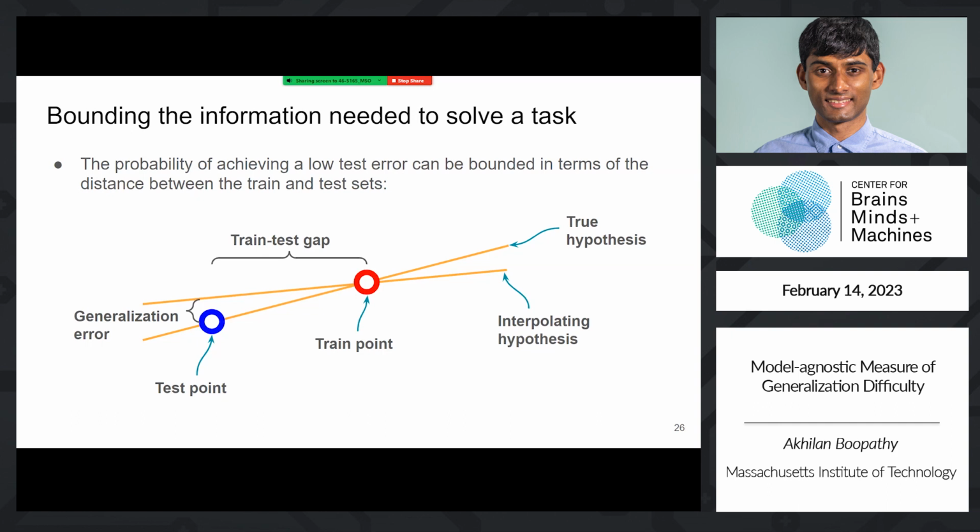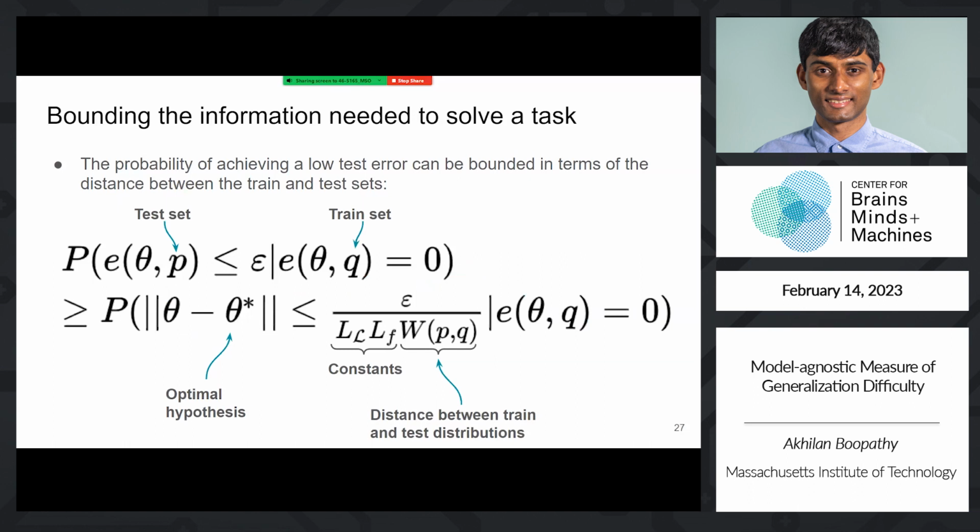And so what this allows us to say is that if a test point is pretty close to a training point, then there's probably relatively little generalization error. And more formally, we can bound the generalization error at a test point based on the distance between the training and test distributions. And so that allows us to lower bound the probability that we generalize as follows. So the probability that we generalize, given that we interpolate the training data, is lower bounded by this expression here, which basically says that our hypothesis lands within some radius of the optimal hypothesis, which is the true hypothesis, the one that generalizes perfectly.